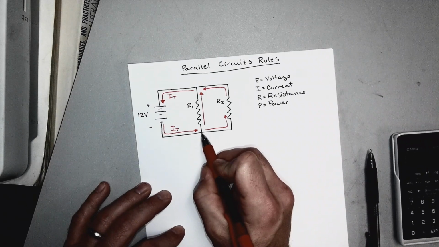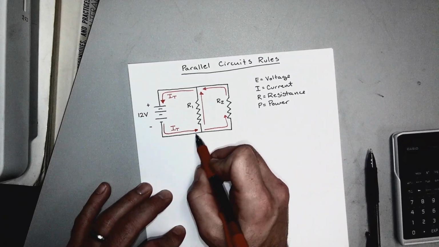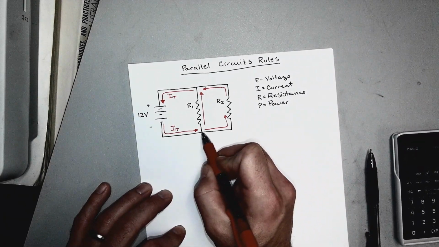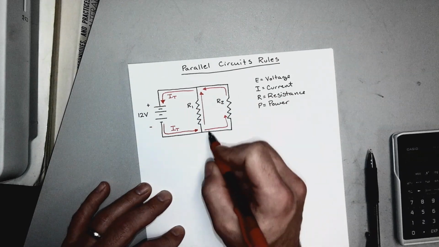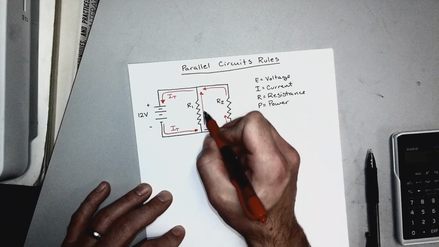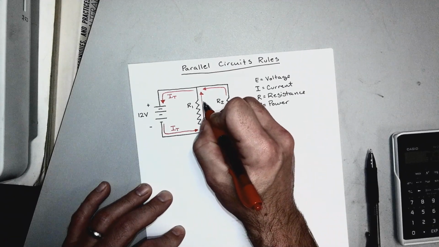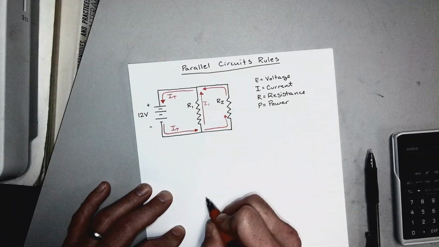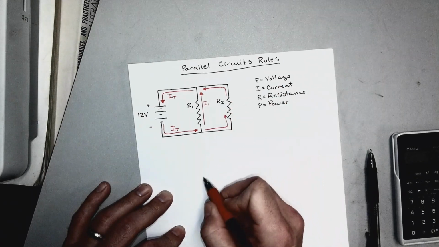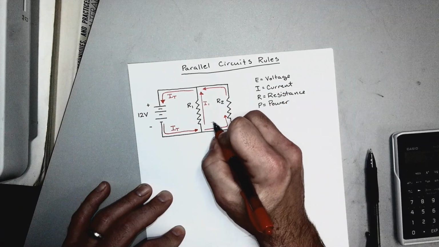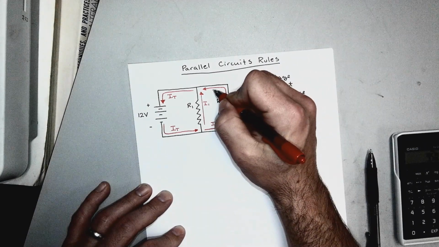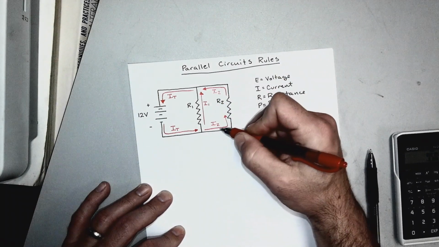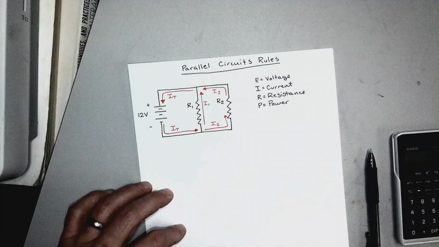Now, at this junction right here, the current is going to split, and some of it's going to go through R1 and some of it's going to go through R2. And so the current that flows through R1, we will just call that I1, and then the current that flows through R2, we'll just call that I2. And I'll name it I2 here, and we'll also call it I2 here because obviously it continues on.